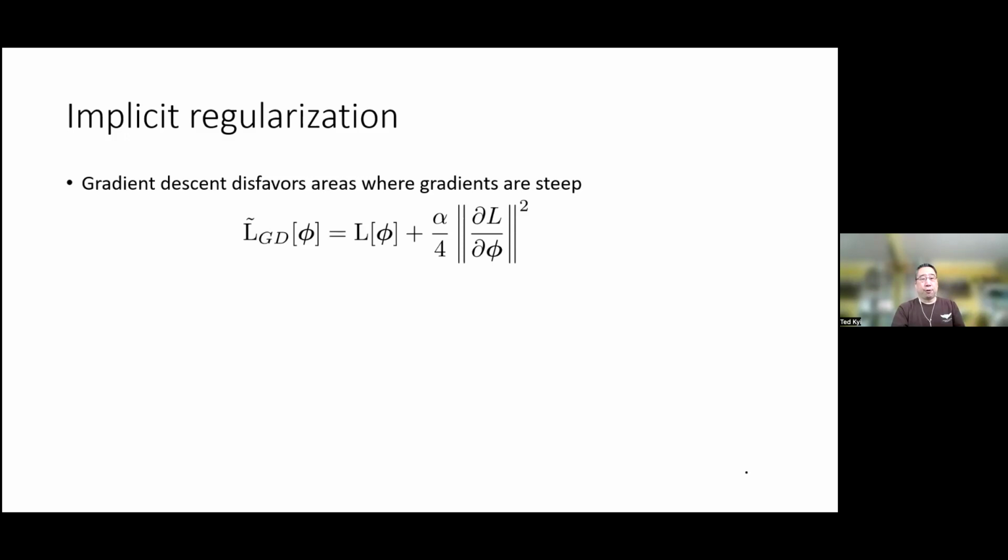You're not going to completely avoid them, because this term isn't necessarily going to completely dominate and overwhelm your regular loss. But it means that you're going to slightly disfavor places that are steep.